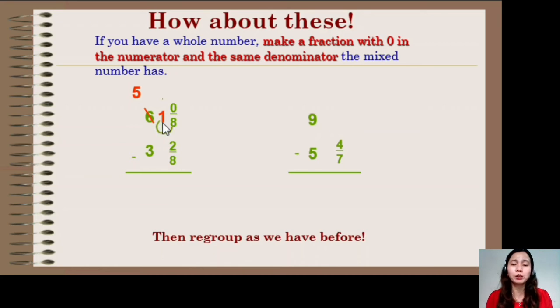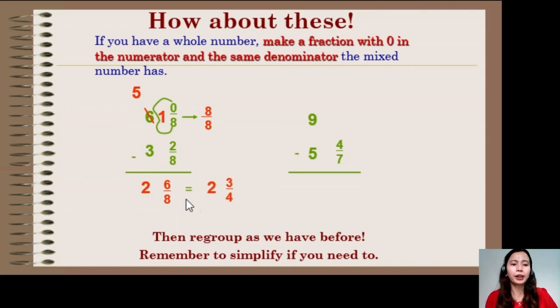So 6 becomes 5. Then we have 8 times 1 is 8 plus 0. That is 8. Then copy the denominator, 8 over 8. So now we can subtract 2 from 8. So 8 minus 2 is 6. Then copy the denominator, that is 8. So 5 minus 3 is 2. So as you can see, 6 over 8 can be written in simplified form. So 6 and 8, both are divisible by 2. So our final answer must be 2 and 3 over 4.